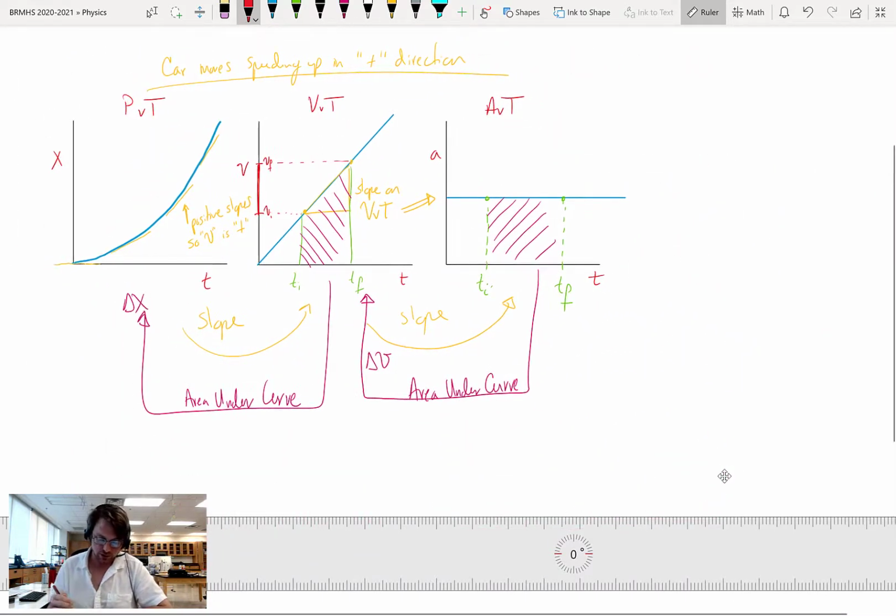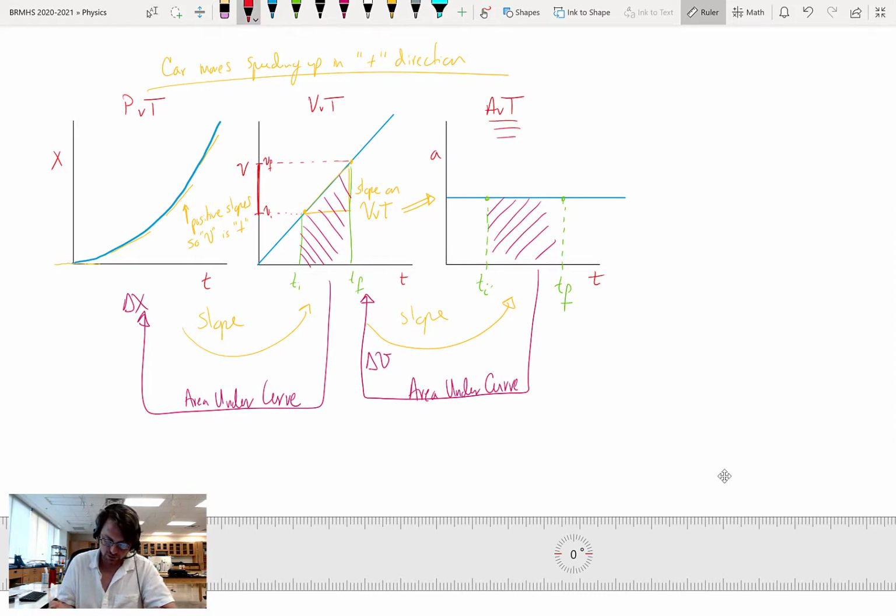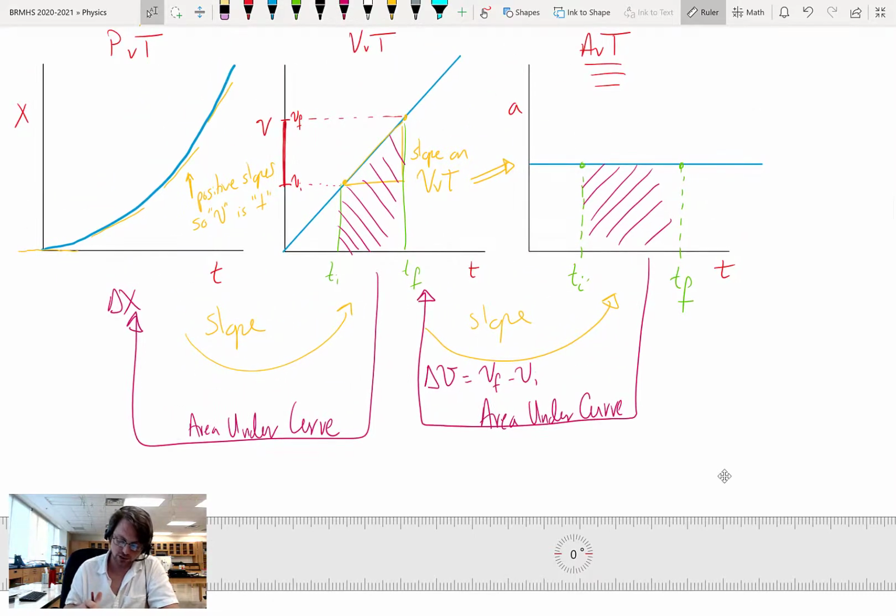So the area under the curve on the acceleration versus time graph takes me back and tells me the change in velocity, v final minus v initial. Remember, delta v, change in velocity, is always going to be final thing minus initial thing. All right, that takes us back to the left, this way. We go into the velocity versus time graph and we get the area under the curve.